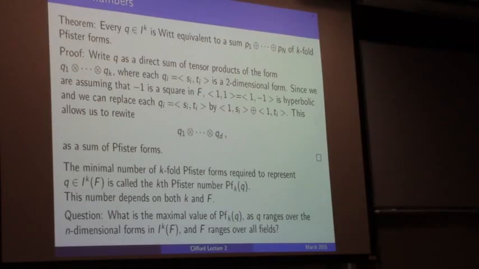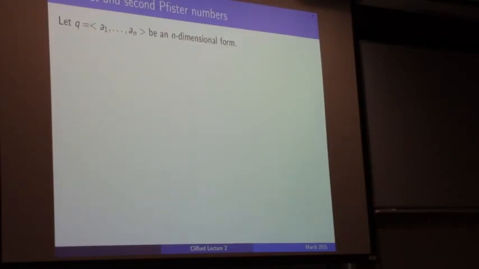So the question I want to address is, what is the biggest Pfister number as q ranges over all? So I fix the dimension of q, and I fix k, but I allow F to range over all fields, and I allow q to range over all forms in this kth power of the fundamental ideal. Let me just say a few words about the first and second Pfister numbers. They're quite easy to compute.